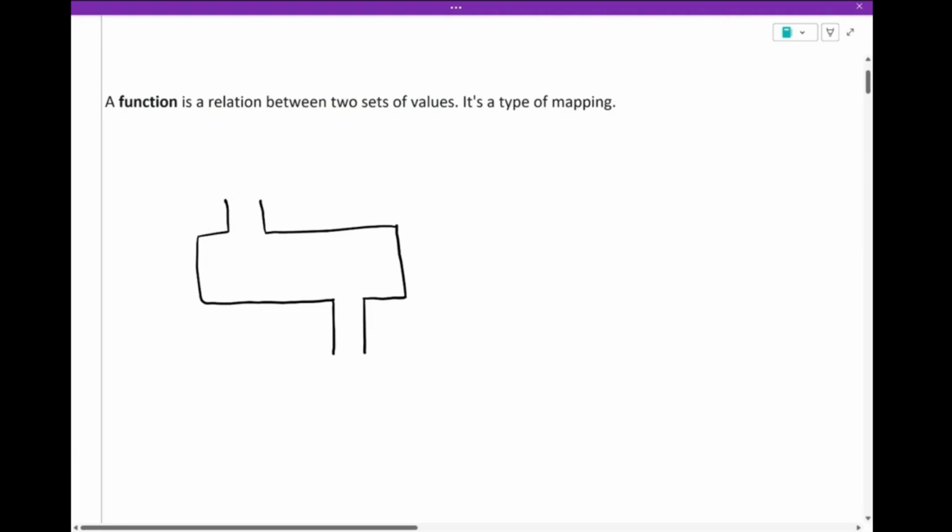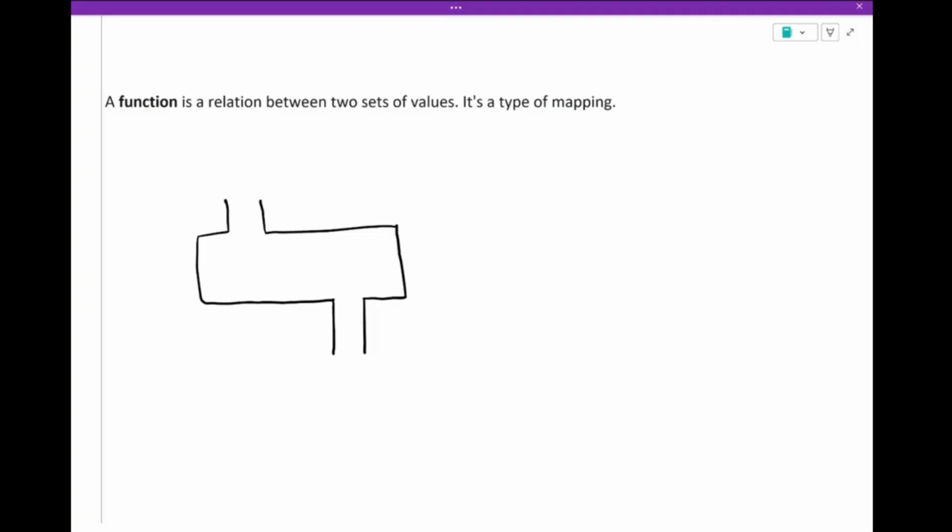In this video, I'm going to go through everything you need to know for GCSE for the topic of functions. So first off, we need to start with establishing what a function actually is. So we've got a definition here. It says a function is a relation between two sets of values, and it's a type of mapping. Okay, so let's just explore this a bit more.